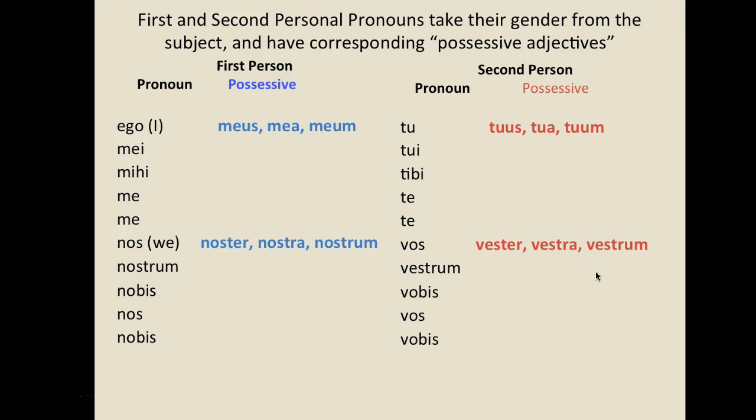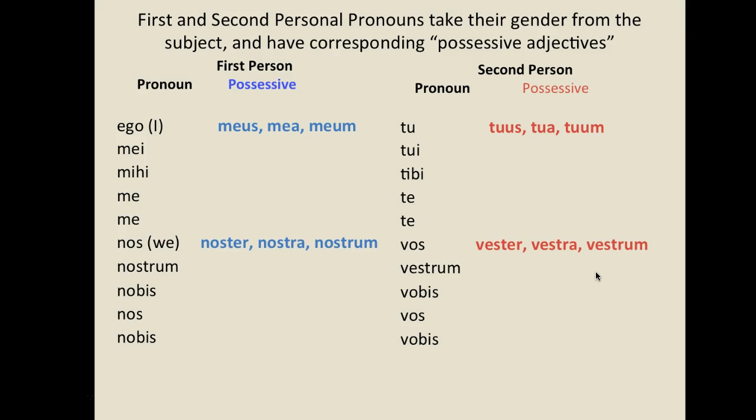Each of these pronouns has a corresponding possessive adjective. That means my, your, our, and your alls. So they're all very easy to decline. They're three termination adjectives. But the thing I want to call to your attention is that it's sometimes easy to mix up the adjective for the pronoun in the second person plural and in the first person plural.